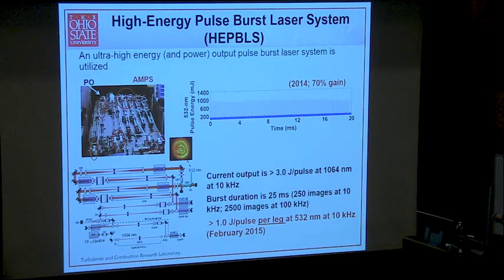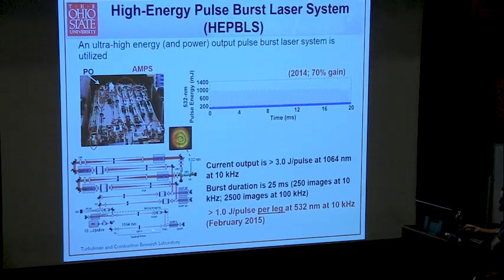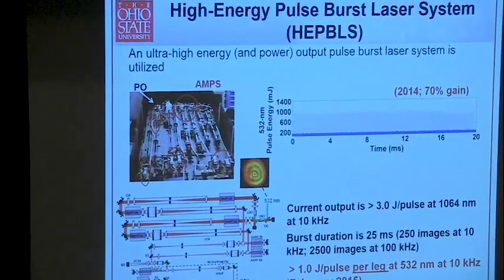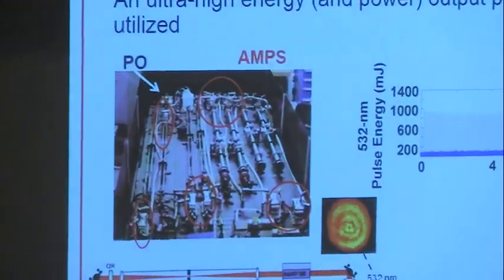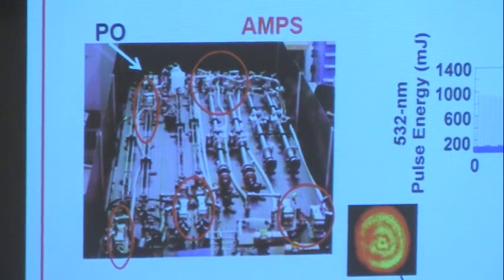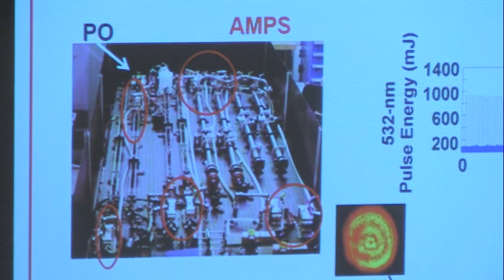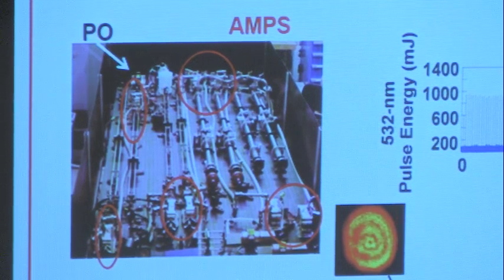This is a custom system. I won't go through the details of each stage, but what we did, we built this system where we start with a very low microjoules per pulse laser system. So this is just a fiber optic laser. And then it's amplified in a series of flash lamp pump amplifiers. It just goes on and on until you take something from microjoule level to more than 3 joules per pulse in the IR at 10 kilohertz, okay?